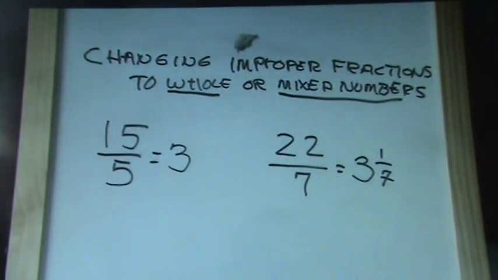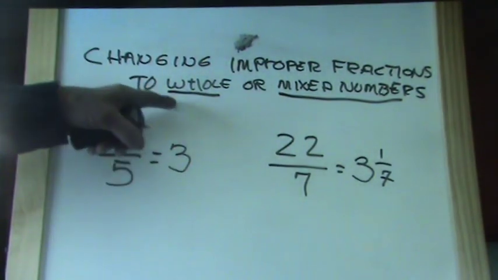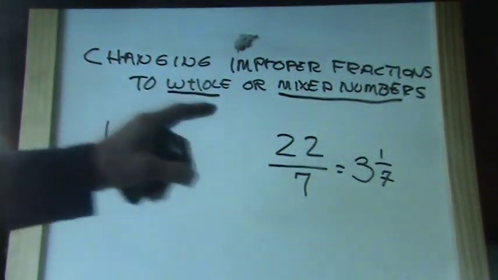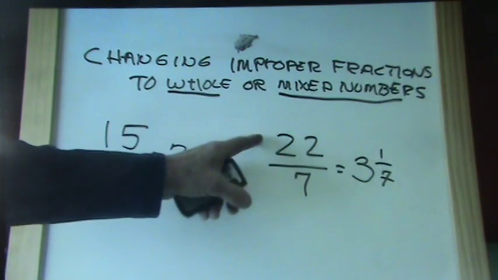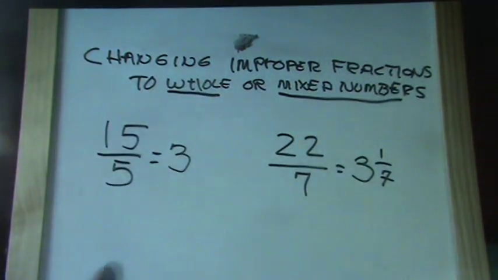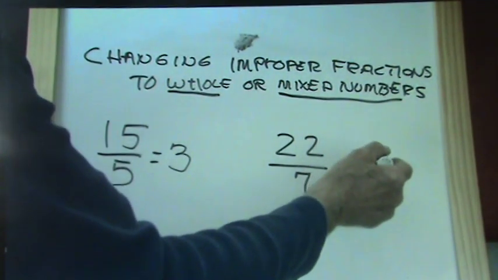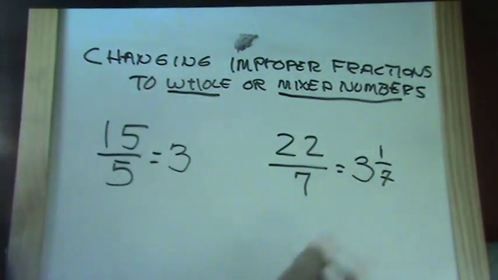So to change any improper fraction into a whole number or a mixed number, divide the bottom, the denominator, into the numerator, and if anything is left over, that becomes the new numerator, and you use the same denominator.